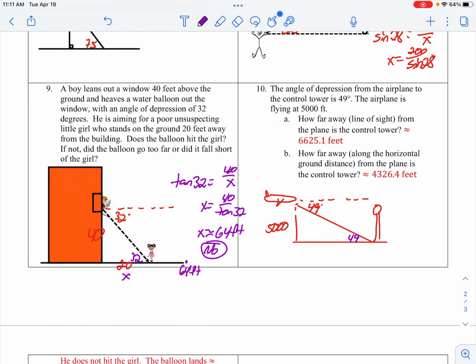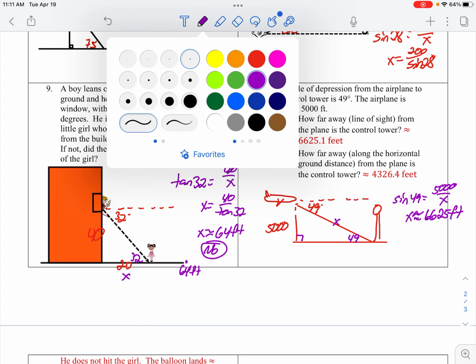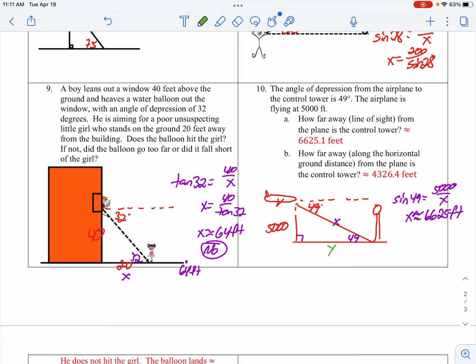And I always bring in that depression to an angle of elevation, just because it's a different viewpoint, I guess. But I want to find that. So we have a sine of 49 is 5,000 over the hypotenuse. So the line of sight distance is 5,000 divided by the sine of 49, which turns out to be 6,625 feet. Now, if it wants the horizontal ground distance, that's going to be the y.